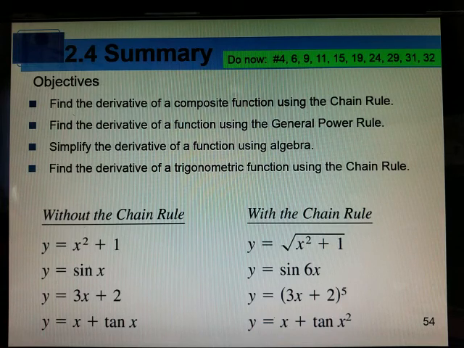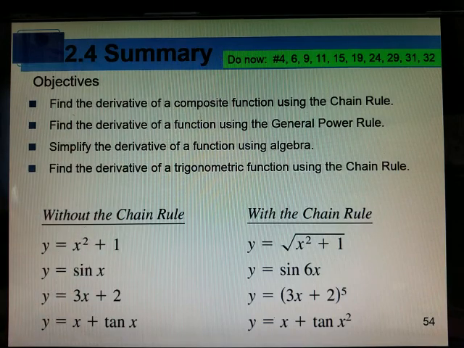In your homework for tonight or tomorrow and first thing in class, please do the do now problems. They're either listed here in the slide or they're listed on the homework problems.